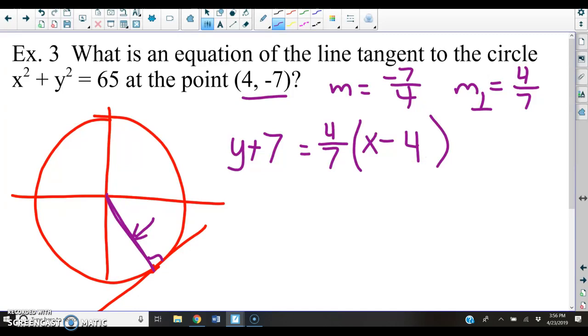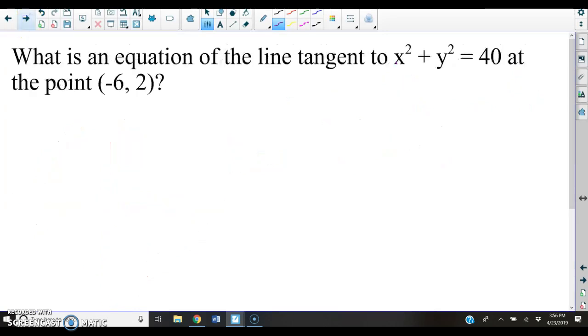So what was important on that? Remembering the tangent is perpendicular to the radius and using the point slope form. So you got the point, you needed the slope. Okay, could we do another one?